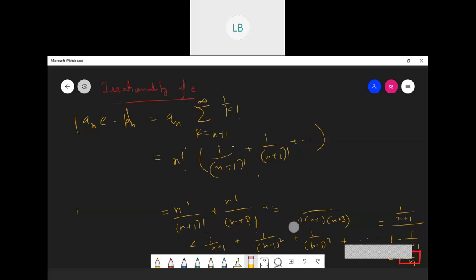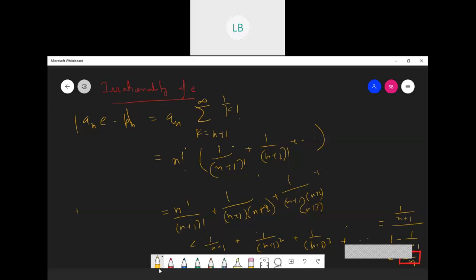So about the inequality, let me erase these hanging parts. So I will have n factorial by n plus 2 factorial. So what is that? That is 1 by n plus 1 times n plus 2, right? Let me write it down like that. This will be 1 by n plus 1 times n plus 2. And the next term will be 1 by n plus 1 times n plus 2 times n plus 3, right? And so on. Now the second term is less than 1 by n plus 1 whole square, because n plus 1 is less than n plus 2.